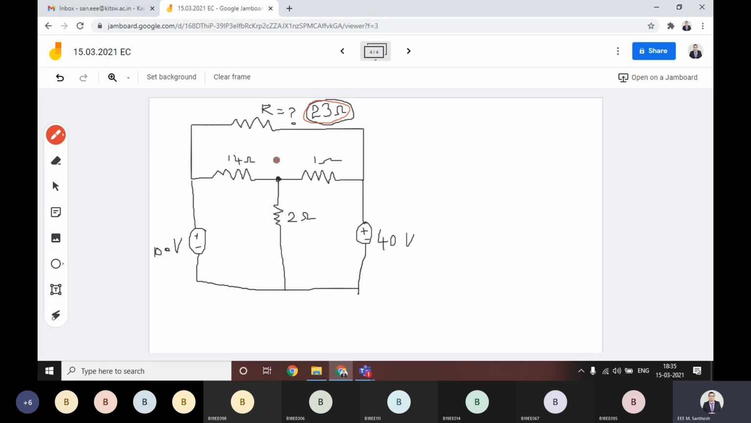I am taking the voltage V at this node, then all the currents are leaving. I am taking all the currents leaving. For that reason, this is I1 and this is I2 and this is I3.